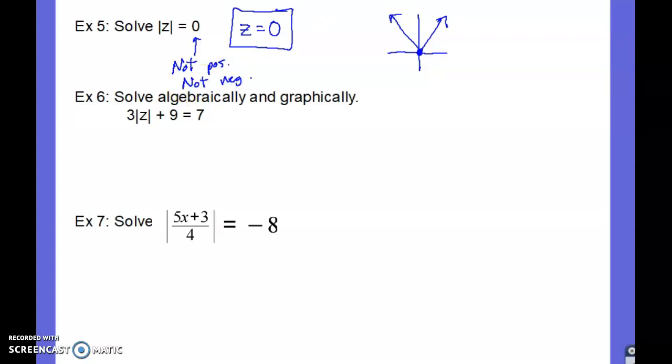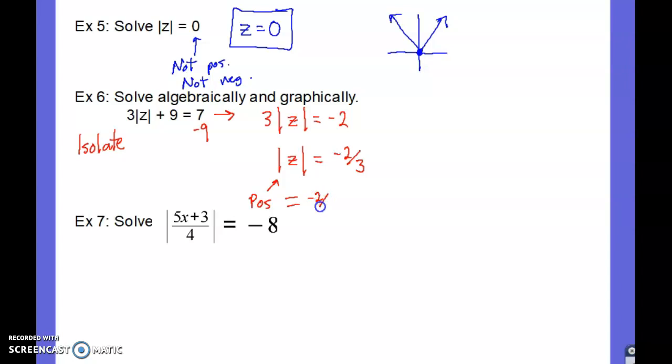All right, now let's make this a little bit trickier. So again, isolate the absolute value. So if you isolate that, your first step would be to subtract 9 over. Well, 7 minus 9 is negative 2. And then divide by 3. Now here's the tricky thing. I don't care what z is right now. What I know is the absolute value will make it positive. Will a positive number ever equal negative 2/3? No, there is no solution.